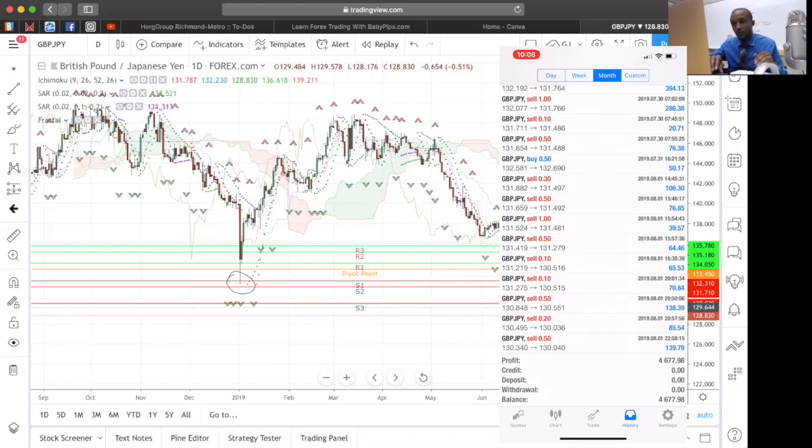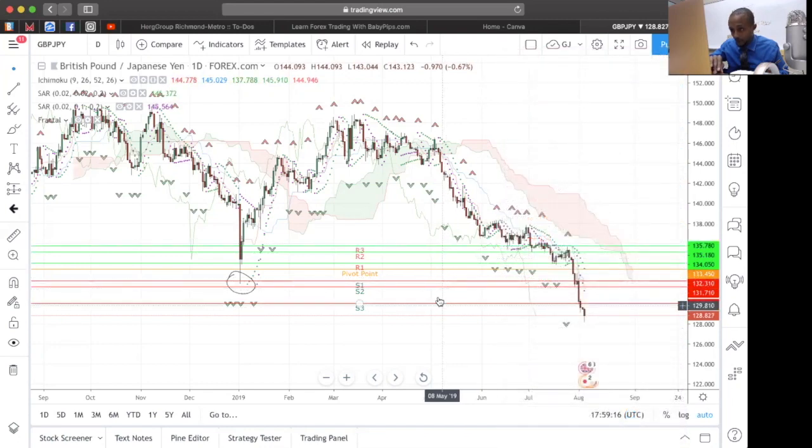But basically, this is what I did. I have the 7 lines we referenced applied. R3, R2, R1 are areas of resistance to keep the price in check from going up. Pivot point is a decision area, and then S1, S2, S3, all areas of support meant to keep the price in check from going down.